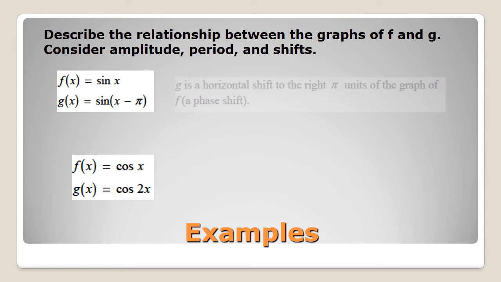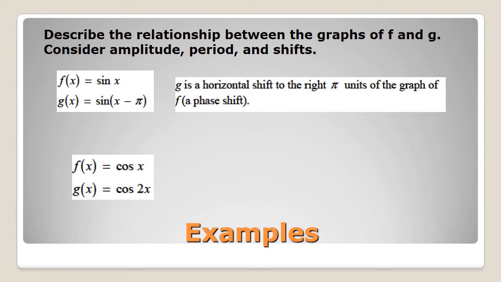Okay, in the first one, what has happened is there's been a horizontal shift, or a phase shift, to the right. Remember, it's kind of an opposite thing with x, pi units. For our second one, we have a period difference. In other words, the period for f is 2 pi, and the period for g is 2 pi over 2. So, sorry, the period for f is twice that of g, or g is half that of f.